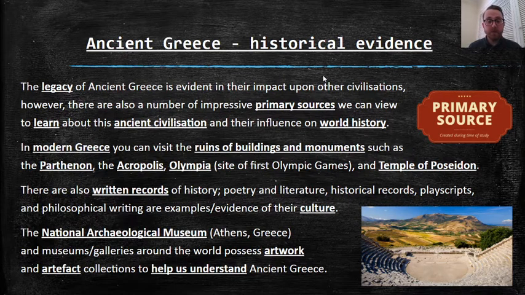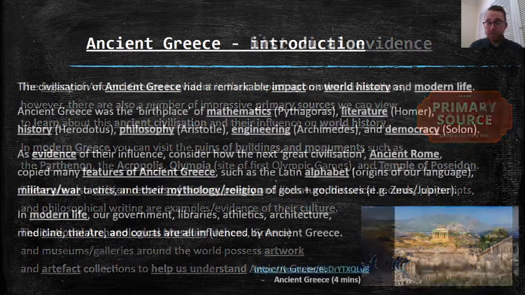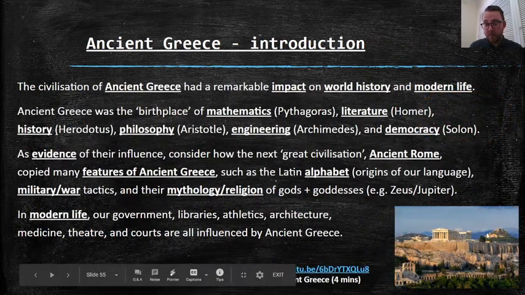However, we've also got a lot of primary sources from ancient Greece that we can view today, that people still visit today, that can show you what was ancient Greece, and we can learn about that time in history by looking at these primary sources, things that were created during the time of study, during the time of these events. So in modern Greece, you can visit the ruins of buildings and monuments, such as the Parthenon, which is that building there, on top of that plateau next to the mountain.